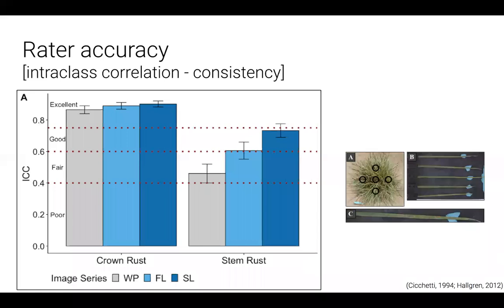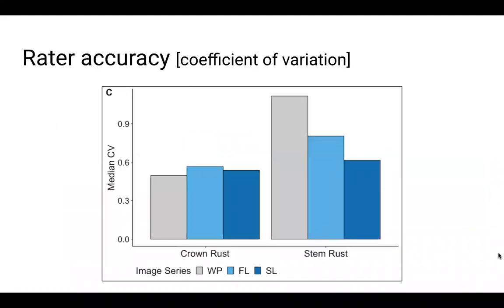All of those were very excellent ICC values, where stem rust was slightly lower. What this tells us is that certainly for crown rust, people had high consistency of what they perceived a bad or good plant, bad or good leaf, to be for rust severity.